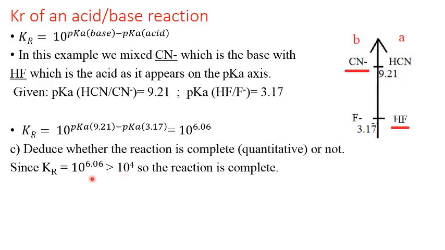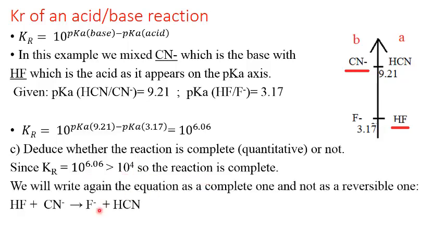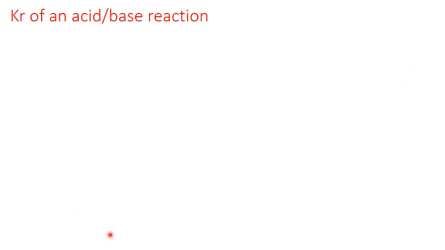Now, after deducing that this reaction is complete, it's not proper to write it as reversible. Complete means a non-reversible reaction. This is why we'll write again the equation written previously as complete and not as reversible, as you can see here. Now let's consider another example.